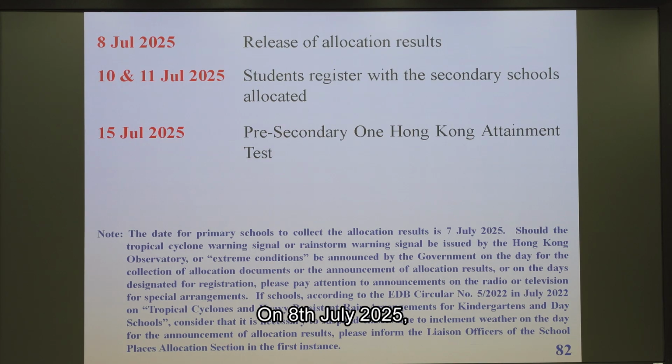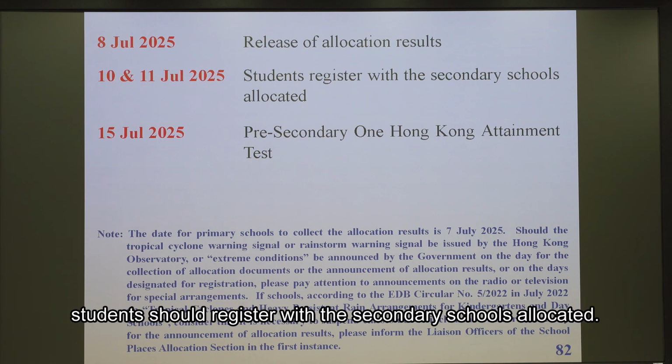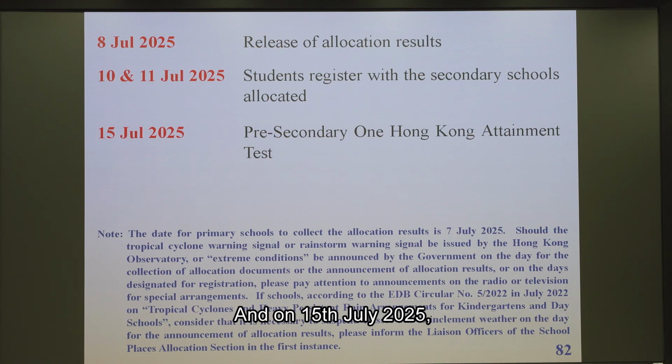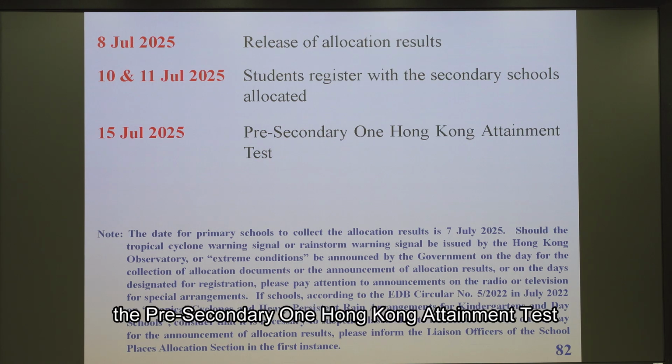On the 8th of July 2025, release of allocation results. And on the 10th and 11th of July 2025, students register with the secondary schools allocated. And on the 5th of July 2025, the Pre-Secondary 1 Hong Kong Attainment Test takes place.